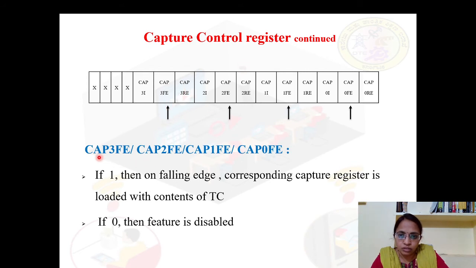Next, capture 0 falling edge. Here FE stands for falling edge. Capture 0 falling edge, capture 1 falling edge, capture 2 falling edge, and capture 3 falling edge. All these bits have the same functionality. That is, when they are set equal to 1, on the falling edge of the capture input, the capture registers will be loaded with the timer counter value, and writing 0 disables it.